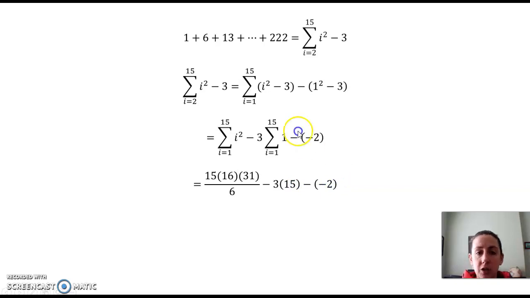To get rid of that additional term, we added by turning this i into a 1 when we were supposed to start it at 2. When we calculate this out, we get 1240 minus 45 plus 2, and that ends up being 1197.